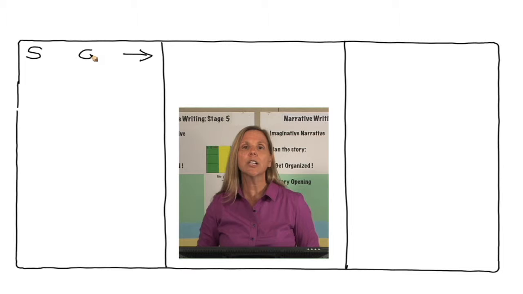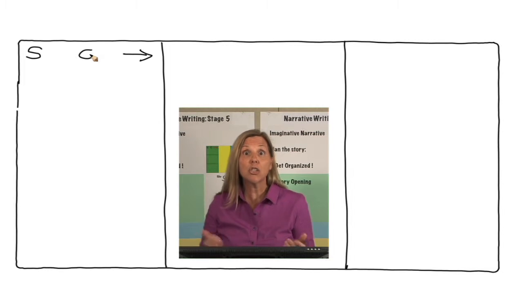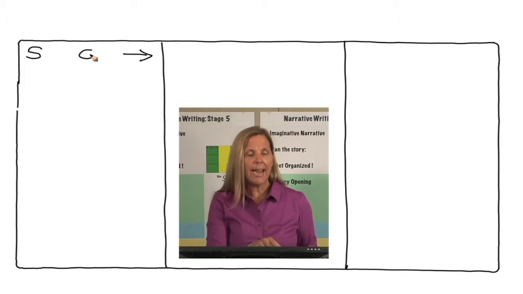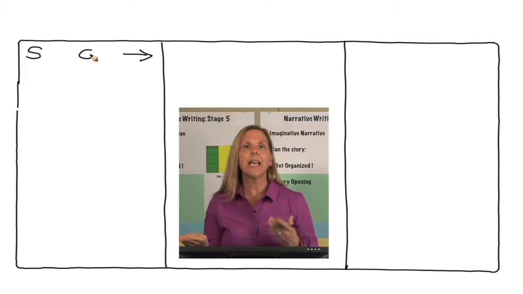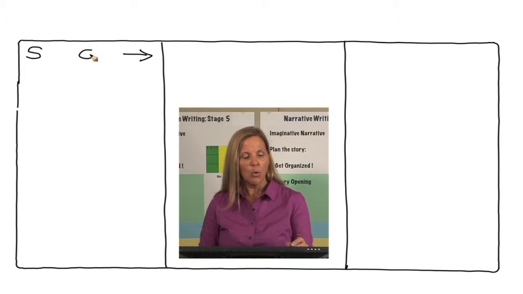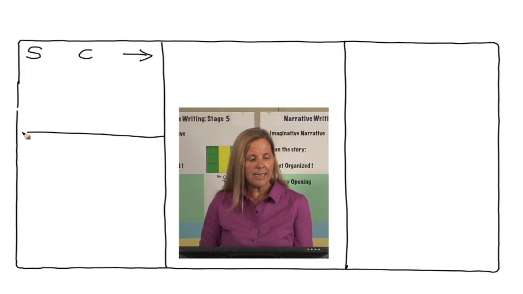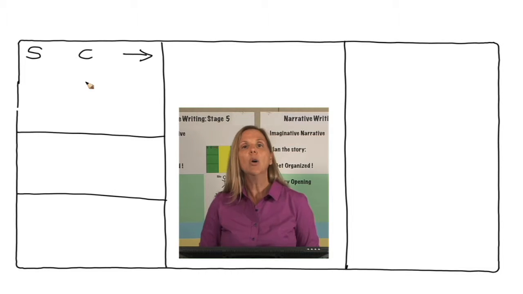C is for character. Who's doing the action at the beginning of the story? Arrow is action. What is that character doing? We have our SC arrow for our story opening. We're also going to draw a line here because we want to sequence more in the beginning of the story. So let's draw 2 lines. We will have at least 3 sentences at the beginning of our story.